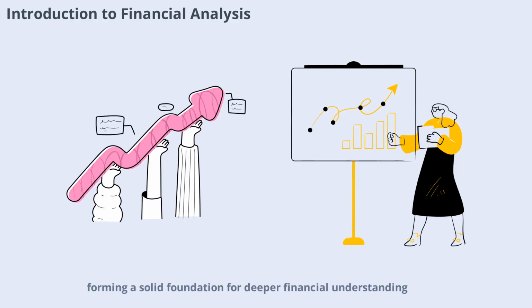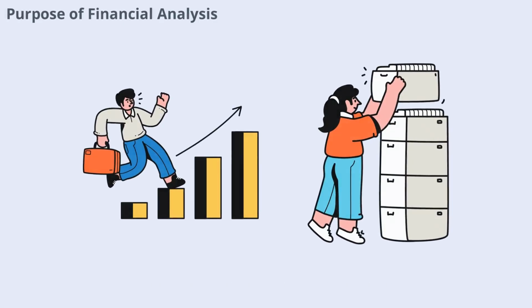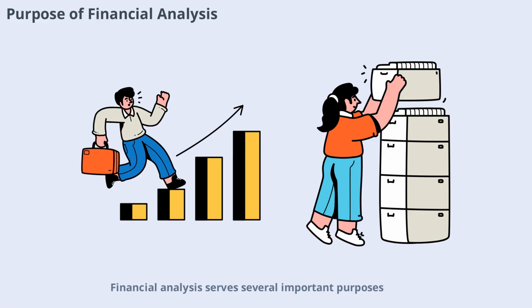Financial analysis serves several important purposes. It helps organizations and individuals assess their financial health, make informed investment decisions, and plan for the future. By examining financial statements and key metrics, analysts can identify trends, strengths, and weaknesses. This process is crucial for risk management, strategic planning, and ensuring long-term sustainability. As we continue, we'll see how financial analysis is applied in real-world scenarios, providing valuable insights for both companies and investors.